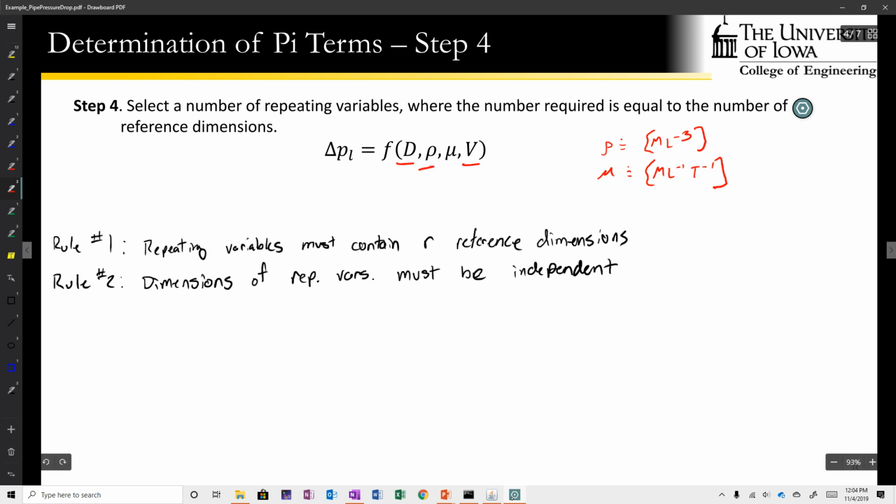So at this point, we've got three of them. That satisfies step 4. Okay, we have R repeating variables, D, rho, and V. They contain mass, length, and time between them, and they do so in such a way that no two variables can be combined to have the same dimensions as the third, which is really the formal statement of rule number 2.